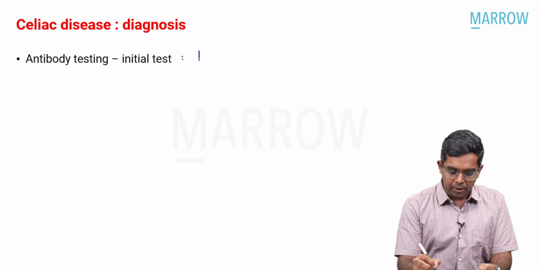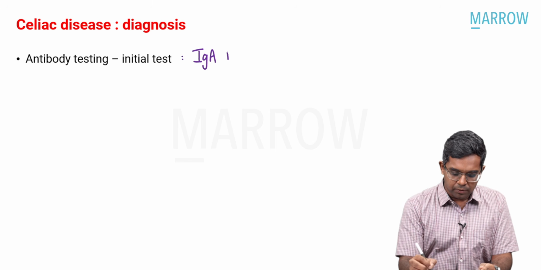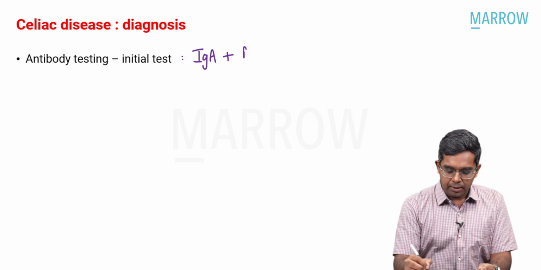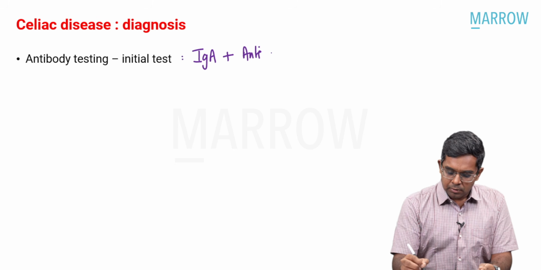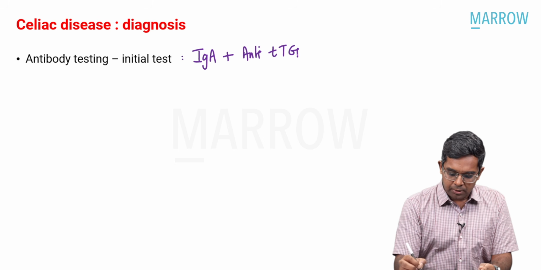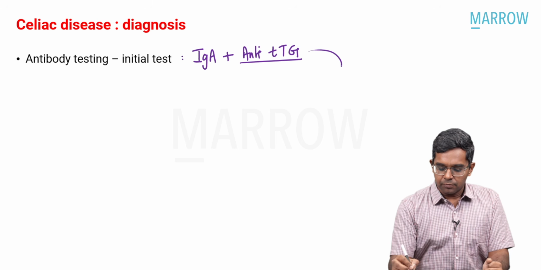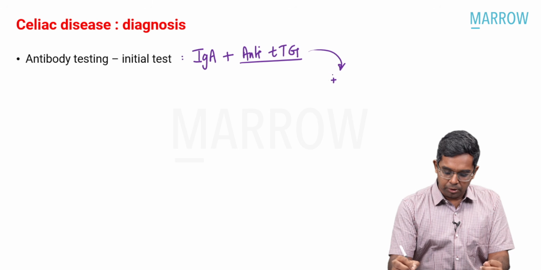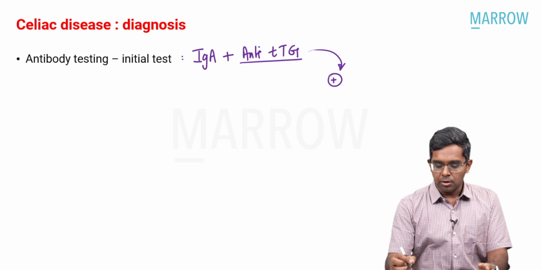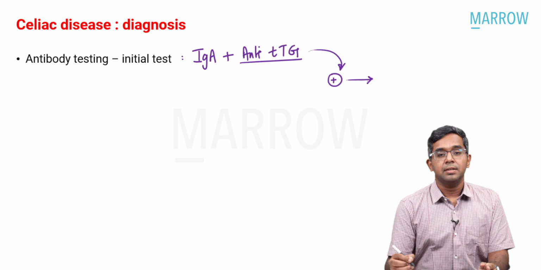It is estimation of IgA levels along with one more antibody. What is that? Anti-tissue transglutaminase antibody, TTG. Now, if the levels are elevated, I am putting positive, meaning if the levels are elevated, you have to confirm your diagnosis with the next antibody testing.